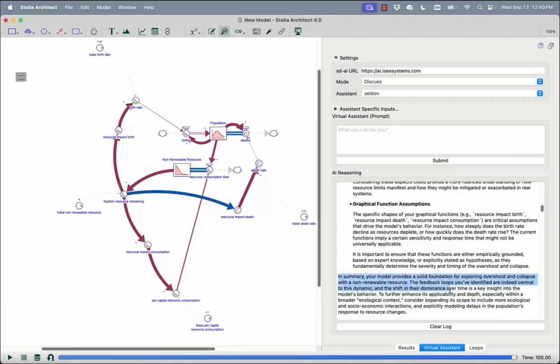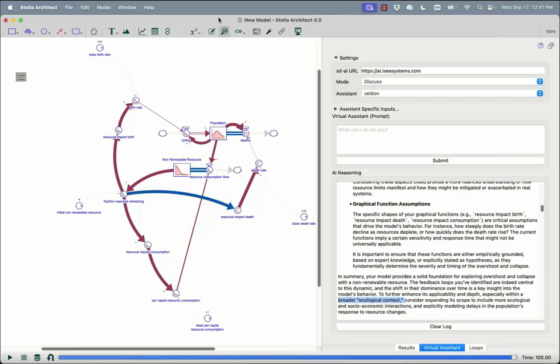But it gives us a summary at the end that says, you know what? This model ain't half bad for exploring overshoot and collapse with a non-renewable resource. The shifts in feedback loop dominance give you key insight into the behavior. And hey, you might want to do something more to better capture that ecological context that you asked about. So this is how we can use LLMs to critique our modeling work.